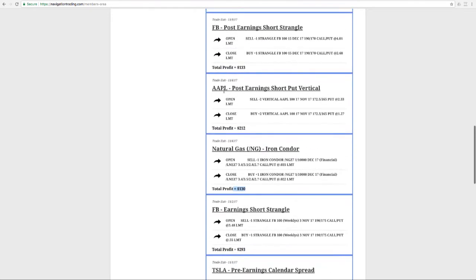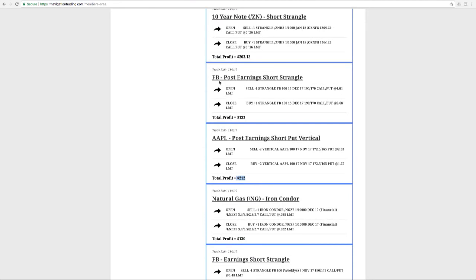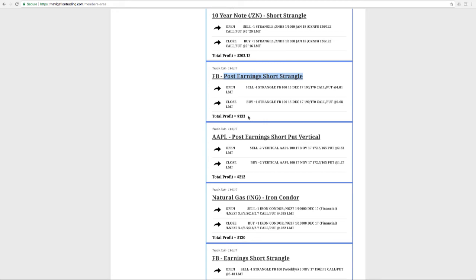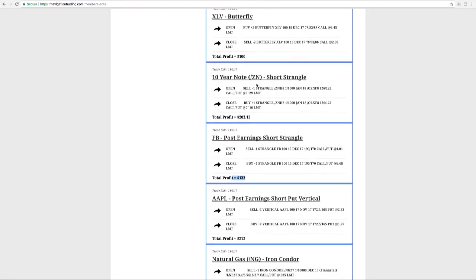In Apple, we did a post-earnings short put vertical. There are very specific things that happen after a stock announces earnings to where these short put verticals could be very high probability. Made a quick $212 there. In Facebook, we did a post-earnings short strangle, another strategy we teach in our earnings course. Made $130 there. In the notes, in the /ZN, we did a short strangle, made a little over $200 there.